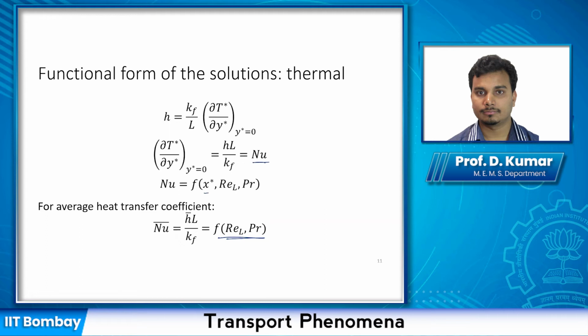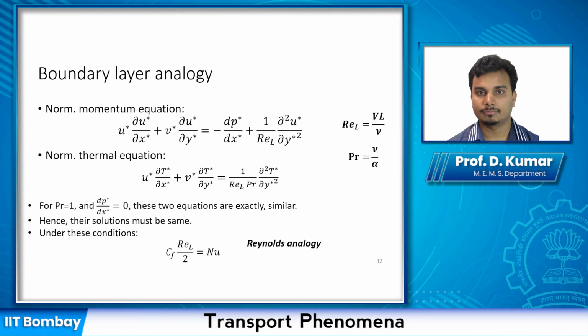So this is a very strong conclusion from this analysis, that heat transfer coefficient, which is essentially, if you know the heat transfer coefficient, you can do convection heat transfer calculations. And from this analysis, we could show that it just depends on Reynolds number and Prandtl number. So this part we have already seen. The only thing is, for Prandtl number equals 1 and dP star by dx star equals 0, these two equations are exactly similar. So their solutions must be the same.